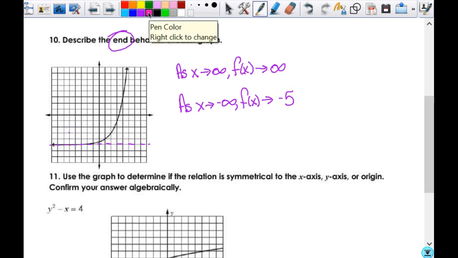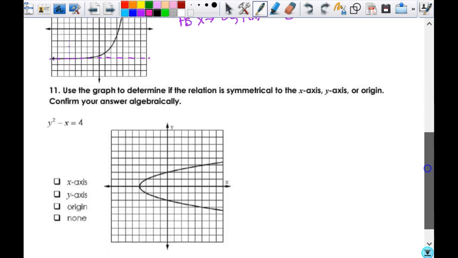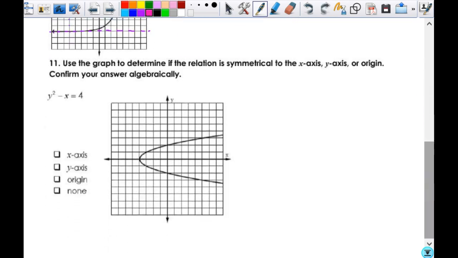All right. Number 11 says use the graph to determine if the relation is symmetrical to the x-axis, y-axis, or the origin, or all three, and confirm your answer algebraically. Okay. So I look at this, we have y-axis symmetry? If I reflect it in the y-axis, it's not going to look the same. If I rotate it, it's not. So my axis of symmetry is here. We have x-axis symmetry. It has x-axis symmetry because for every one of these points, this point exists.